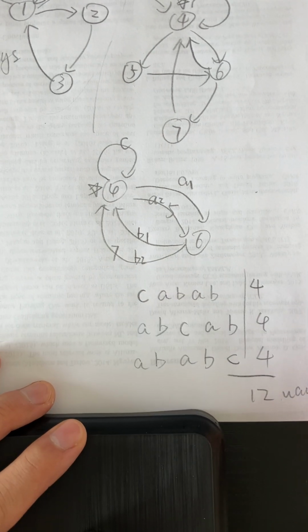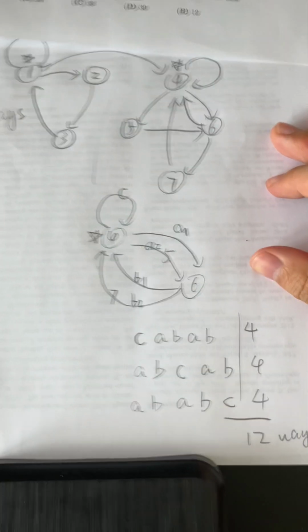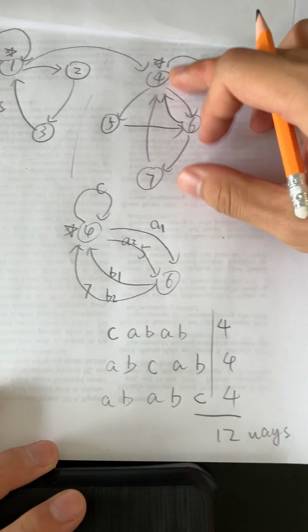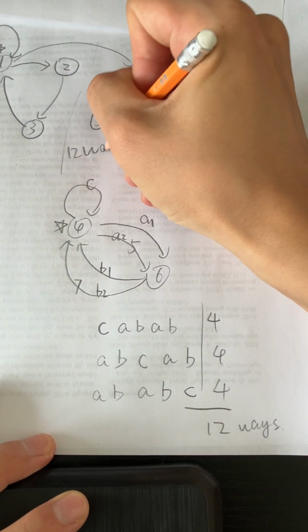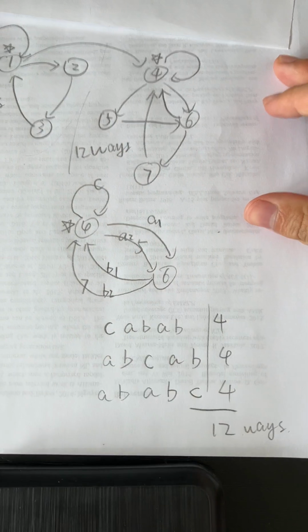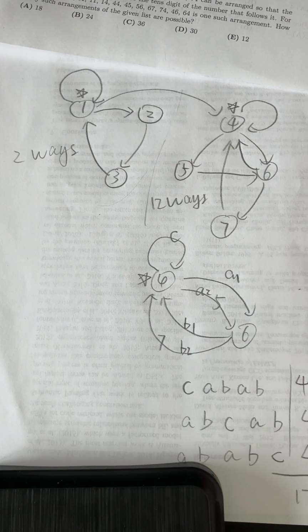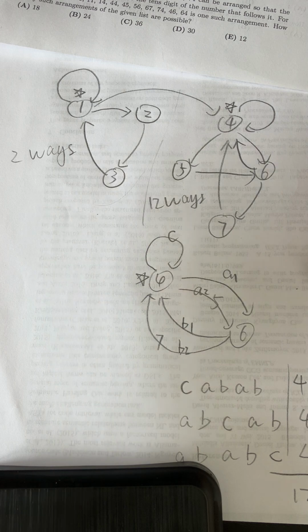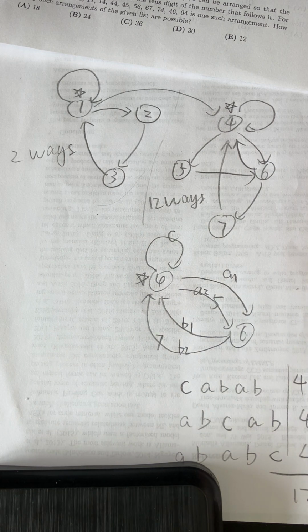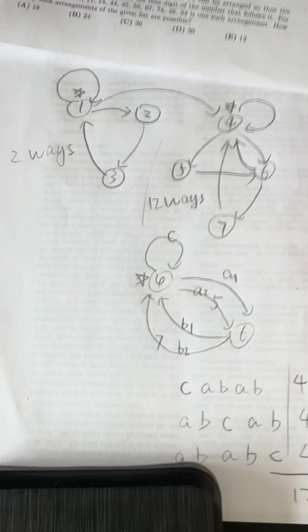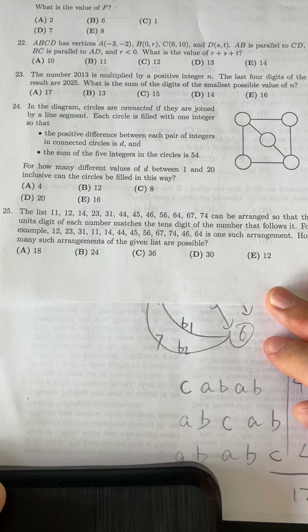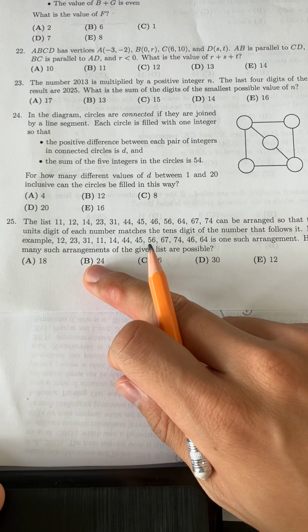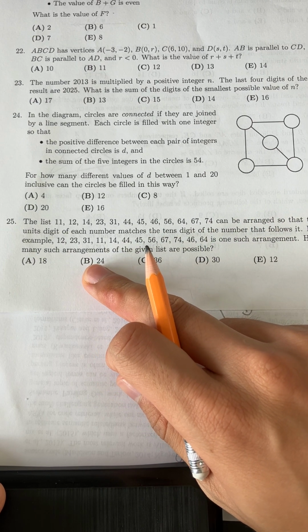12 ways to do the right-hand side. Let's write it here, 12 ways. Okay, it's 4 plus 4 plus 4. It's 12 ways. And on the left-hand side, it's another 2 ways. And so in total, it should be the multiplicative principle. Okay, so multiplication, 2 times 12, giving the answer, which is 24. And 24, fortunately, is one of the options you've got here. So the answer should be B.